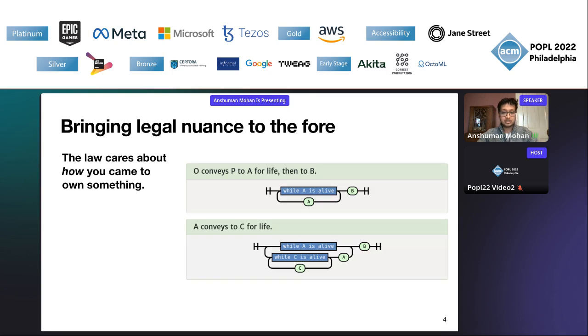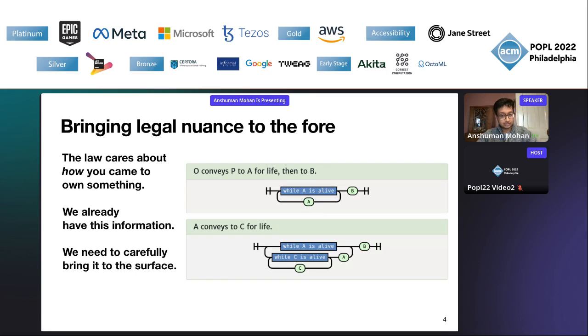So the information that we want is actually already in this diagram. We just need to very carefully bring it up to the surface.